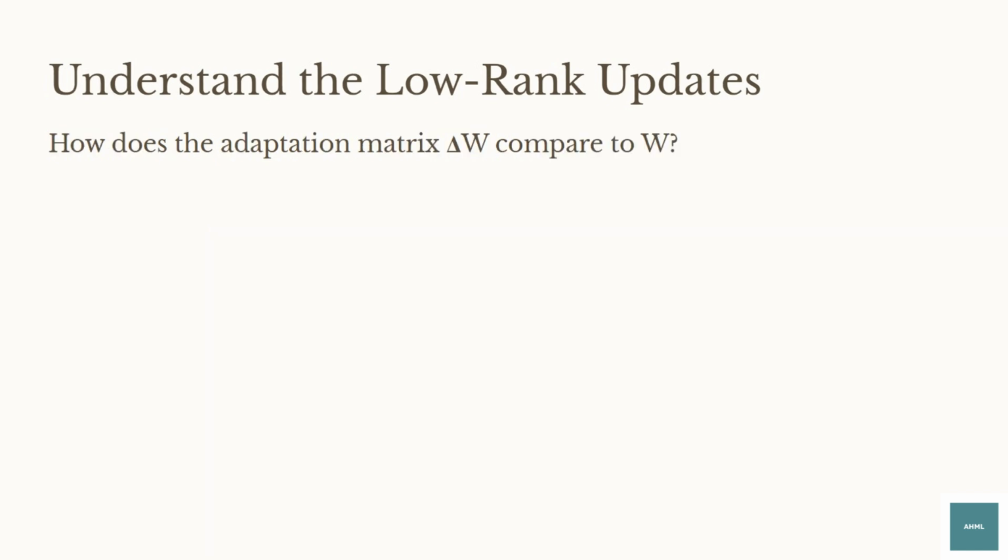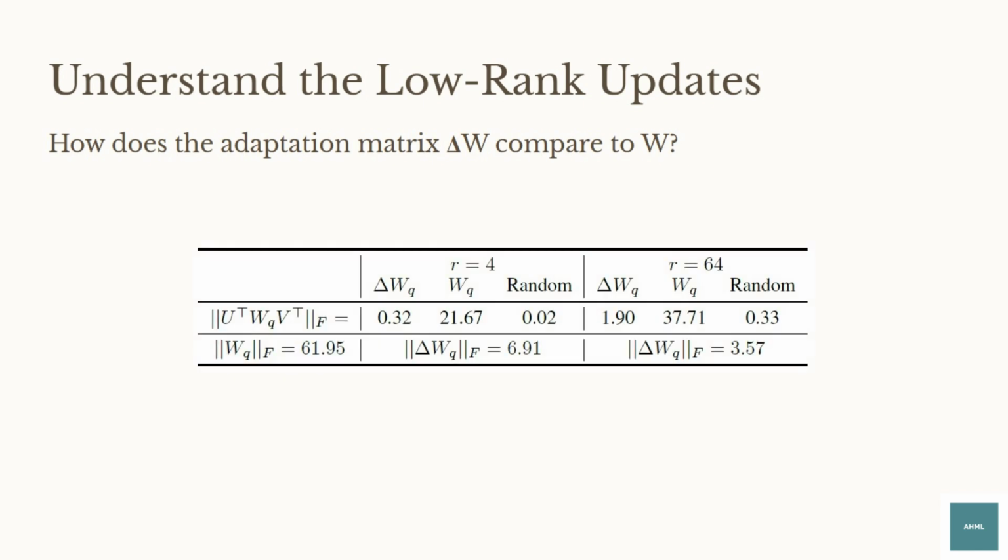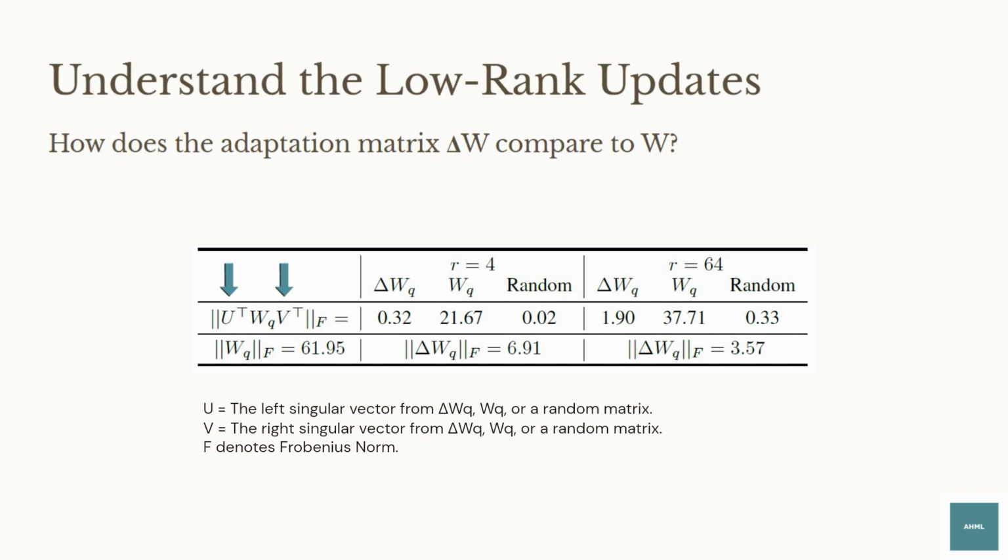To find out the connection between delta W and W, the research team projects W onto a subspace spanned by the top singular vectors of delta W and takes the Frobenius norm of this projection. U and V are the left and right singular vectors from delta WQ, WQ itself, or a random matrix. The Frobenius norm measures how much weight is captured in this projected subspace.